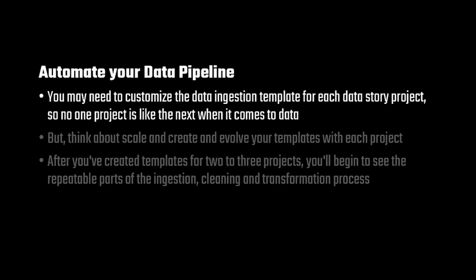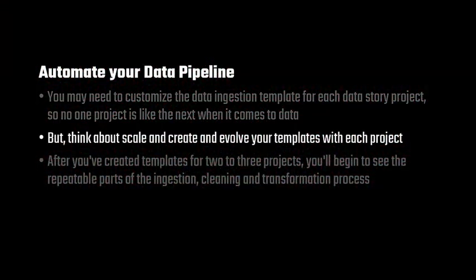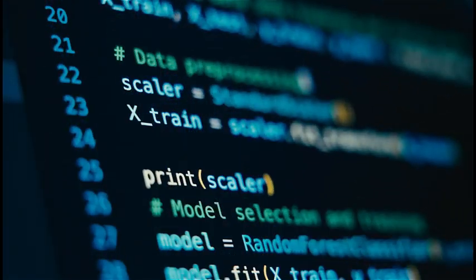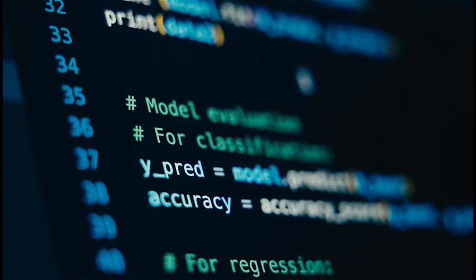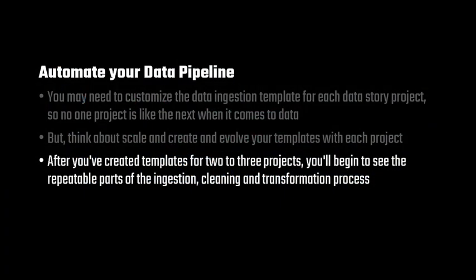The last recommendation is automating your data pipeline. This one is a bit tougher because you may need to customize the data ingestion template for each data story project. So no one project is like the next when it comes to data. However, after you've created templates for 2 to 3 projects, you'll begin to see the repeatable parts of the ingestion, cleaning, and transformation process. Enough such that you can create a template that you can then customize for each subsequent data story project. A couple of considerations here are as follows.